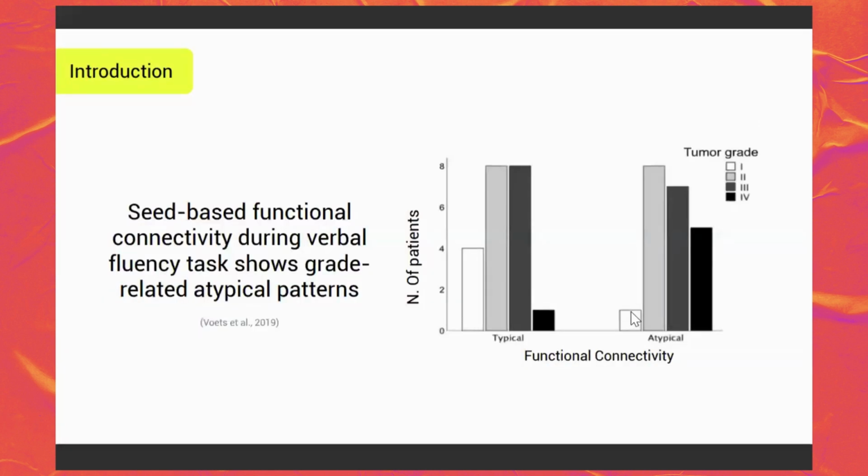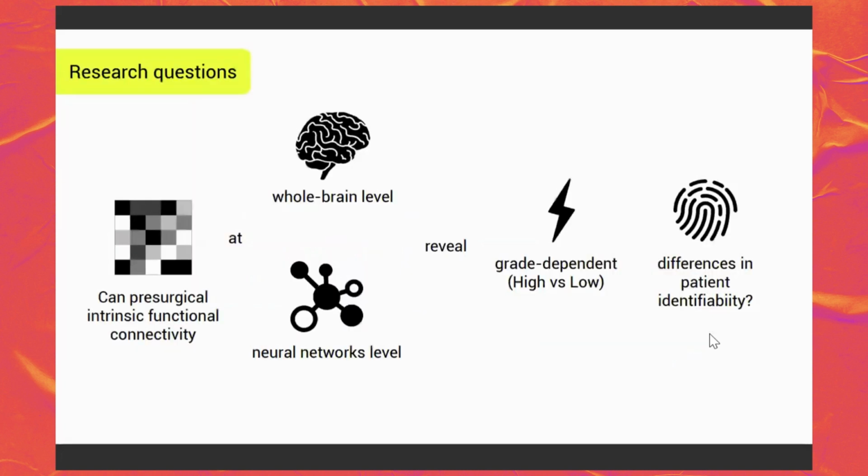As far as glioma patients are concerned, a previous attempt tried to identify functional connectivity fingerprints, and they found typical patterns, especially in patients with higher tumor grade. But this investigation was only focusing on the language and semantic functional network. So in this study, we aim at investigating whether presurgical intrinsic functional connectivity, both at a whole brain level and taking into consideration multiple functional networks, can reveal grade-dependent differences in patient identifiability.